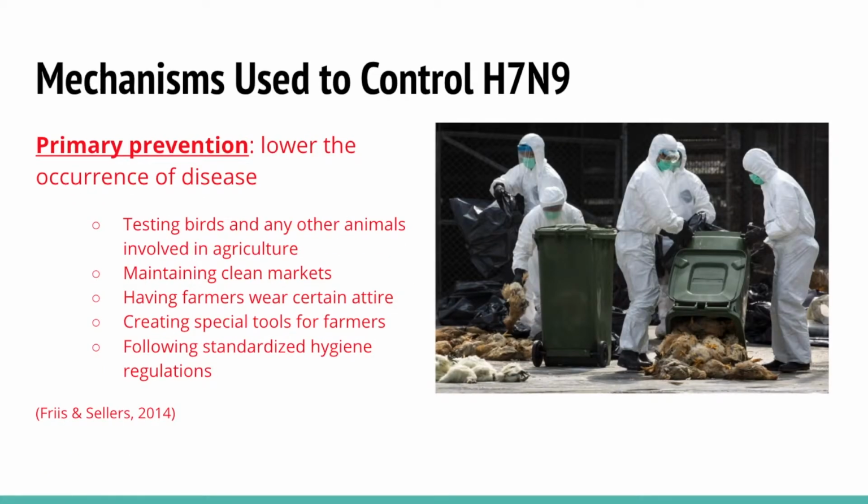The second mechanism is primary prevention, which is used to lower the occurrence of the disease. Examples of this would be testing birds and any other animals involved in agriculture, maintaining clean markets where poultry is handled or where customers are exposed. Another example would be having farmers wear certain attire such as gloves, suits, and masks.